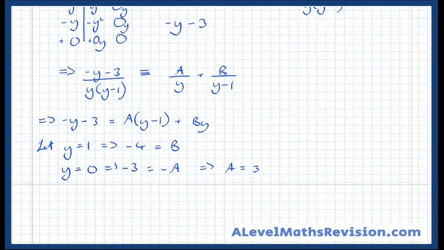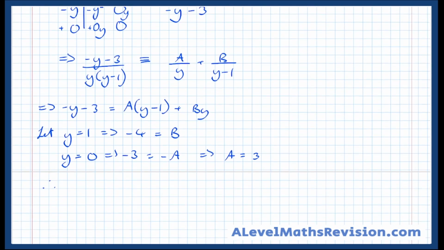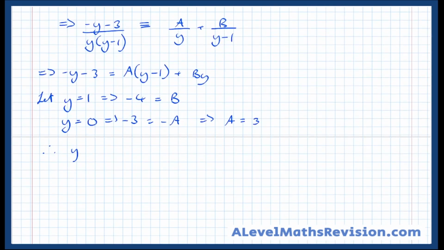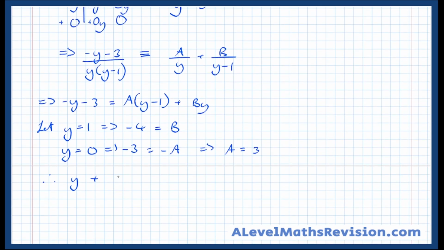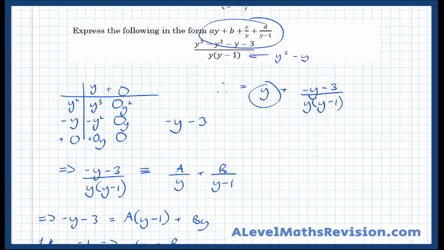Therefore, if we conclude, so let's go up, we had y plus 3 over y minus 4 over y minus 1. And there we've written it in that form. And a little bit of a trick was that the b, in this case, was 0.